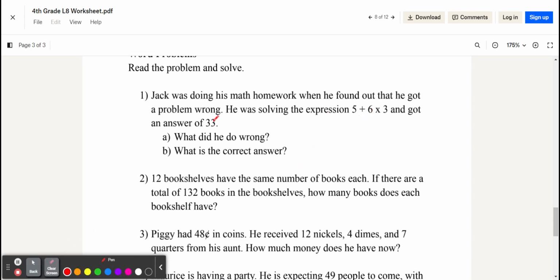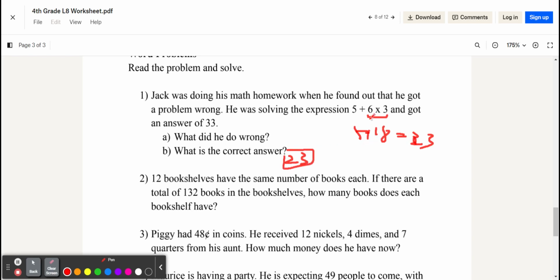So how did he get 33? Well, let's solve it ourselves first. 6 times 3 is 18, plus 5 is 23. So it seems the correct answer is 23. And then what did he do wrong?